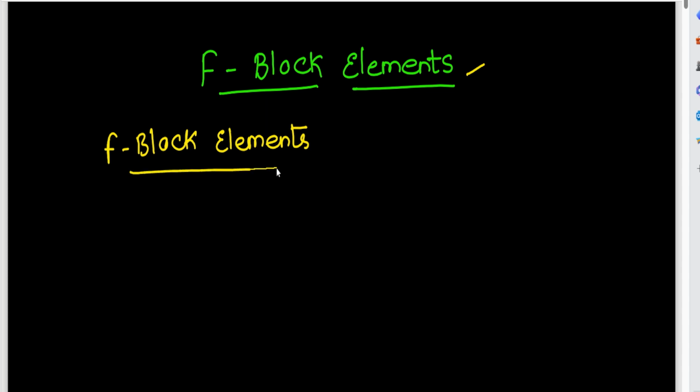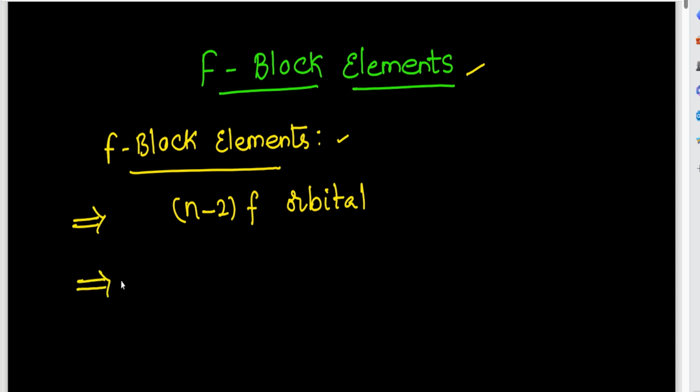So, what are the F block elements? F block elements means the elements in which the differentiating electron enters into the n-2 f orbital, which means the last electron will enter into the n-2 f orbital are known as F block elements. The F block elements are also known as inner transition elements.